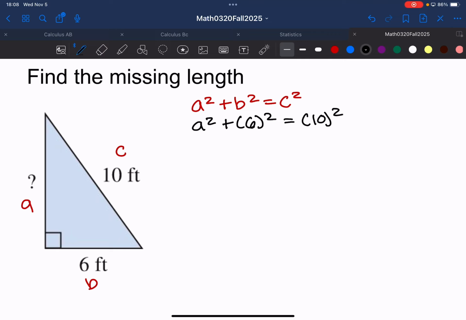10 squared. Okay. Then I would go down and simplify until I get a by itself. So a squared plus, what's 6 squared?